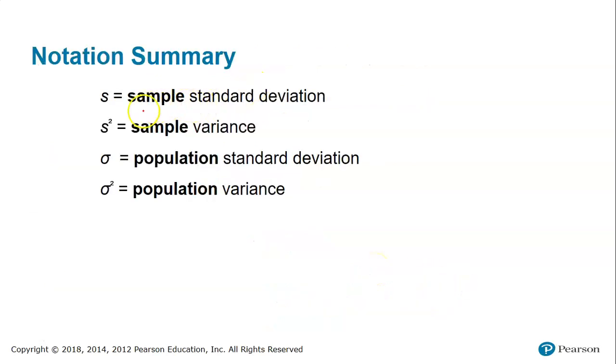Okay, so this is just kind of summarizing our notation that you really need and have to know. S is for sample standard deviation, S squared is sample variance, sigma is population standard deviation, and sigma squared is population variance. One way to remember is generally our population ones are going to have Greek symbols. Okay, so that's a little bit helpful.